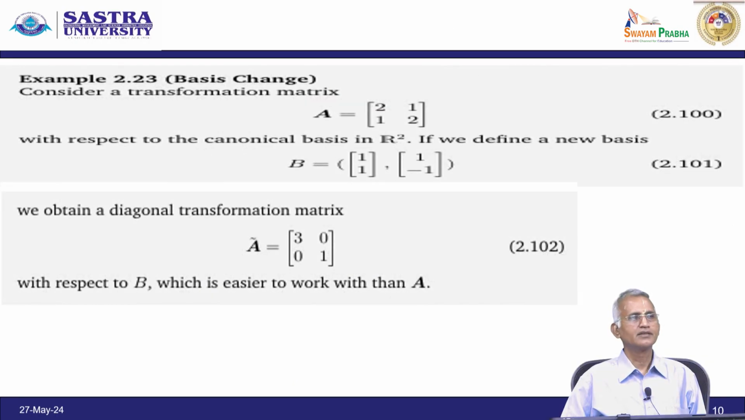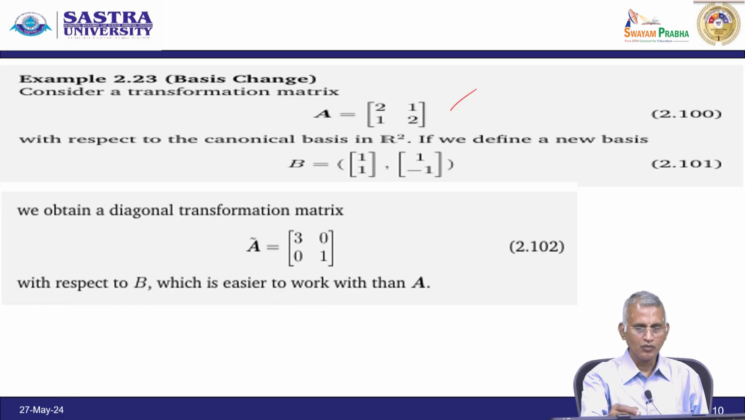Now, consider an example of a basis change. The transformation matrix A equal to 2, 1, 1, 2 with respect to the canonical basis in R squared. If we define a new basis B equal to 1, 1, 1, minus 1, then we obtain a diagonal transformation matrix A tilde equal to 3, 0, 0, 1 with respect to B, which is easier to work with than A.